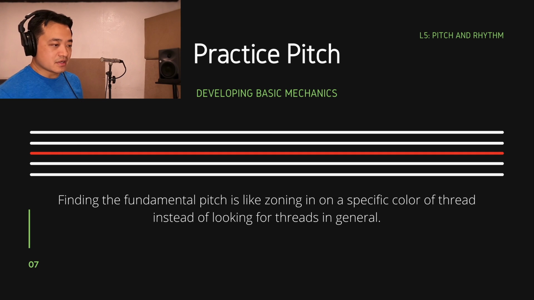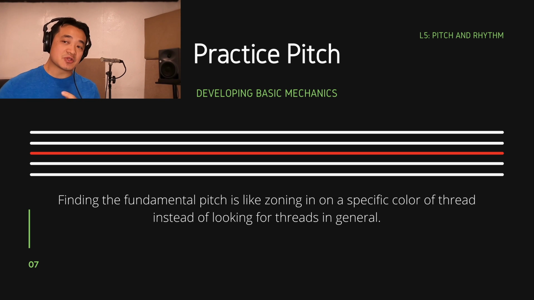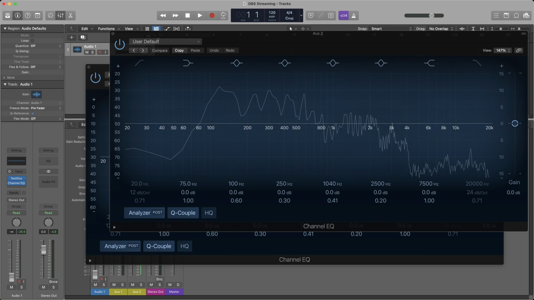When you are developing pitch or trying to find the right pitch, when we listen, we hear more than just one note. And that's why it's so hard for us, especially if we haven't coordinated our ears and our voice to work together. For me, finding pitch is like zoning in on a specific color of thread instead of looking for threads in general. What we have here is the spectrograph of my voice. And you'll notice that there are many harmonics that occur. And each of these harmonics, you guessed it, is an actual frequency or a pitch. And if we haven't learned how to zone in on that fundamental pitch, it gets really hard for us.